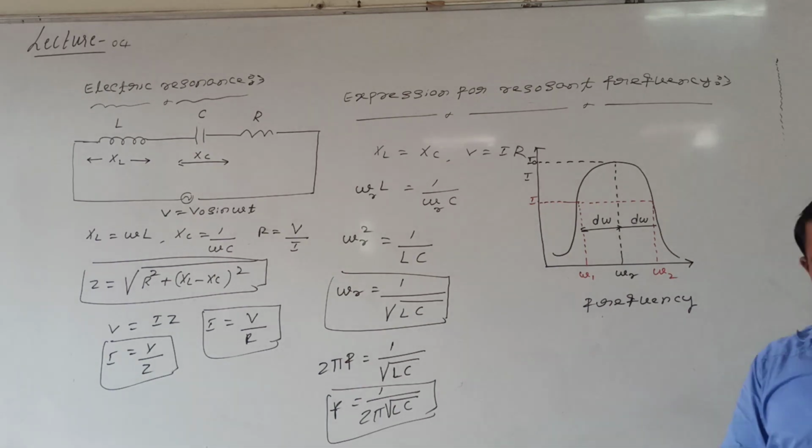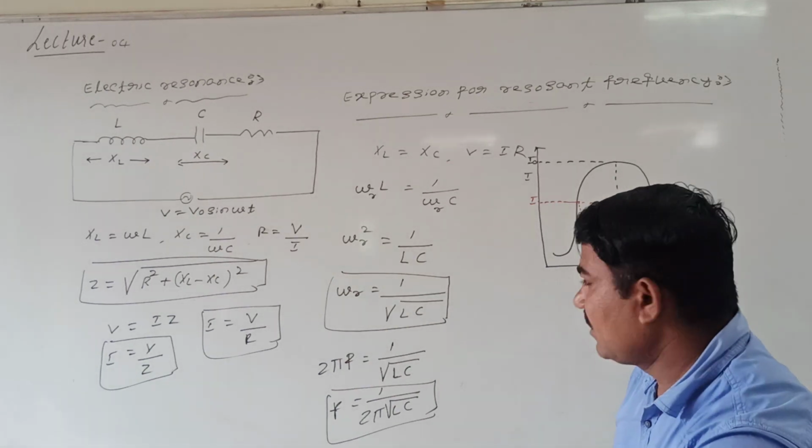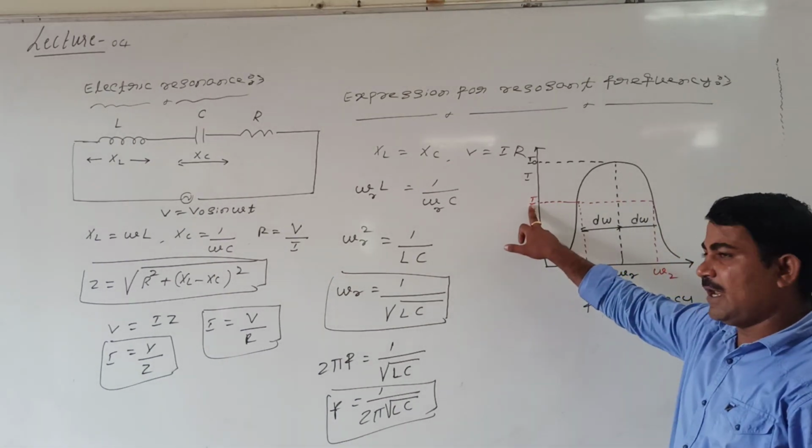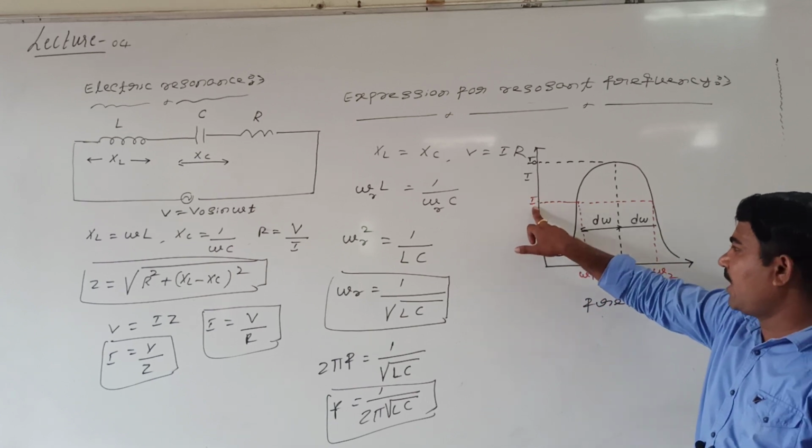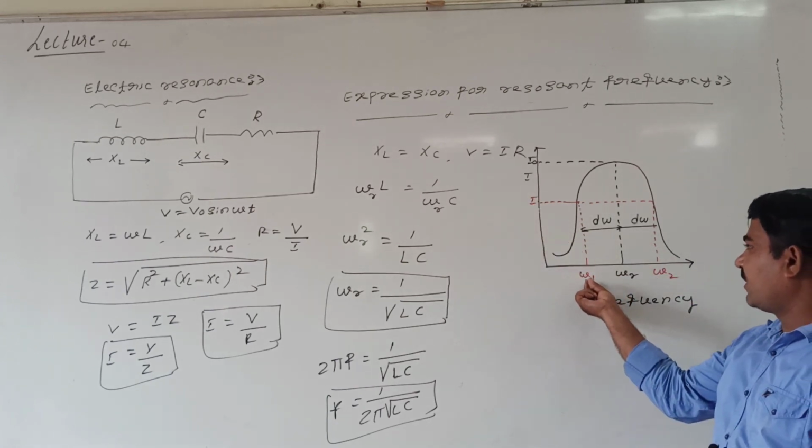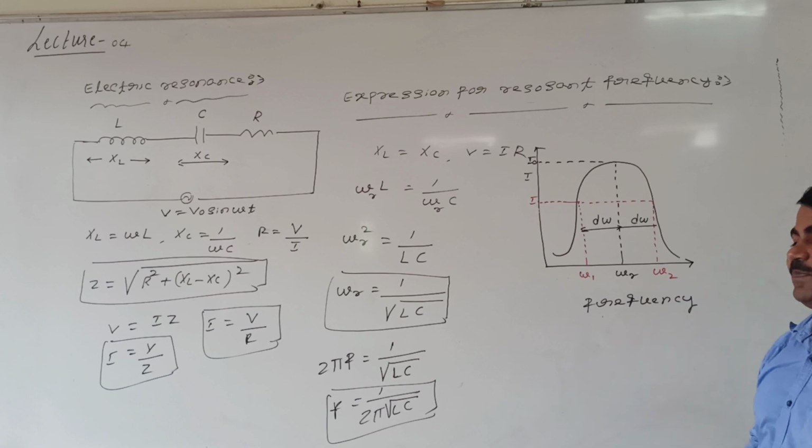Are you following this graph? How does the graph follow? At the same value of current I, what did we get? At the same value of the current we got two different frequencies, omega 1 and omega 2.